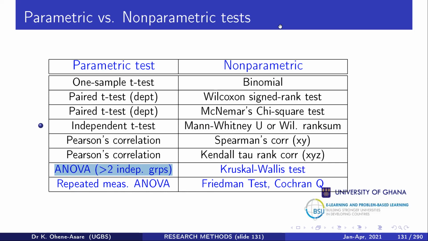ANOVA looks at 3 or more samples. The t-test we dealt with, and the Mann-Whitney U-test, look at 2 samples or 1 sample. ANOVA looks at 3 samples. And we are going to use the same steps in hypothesis testing to go through this.